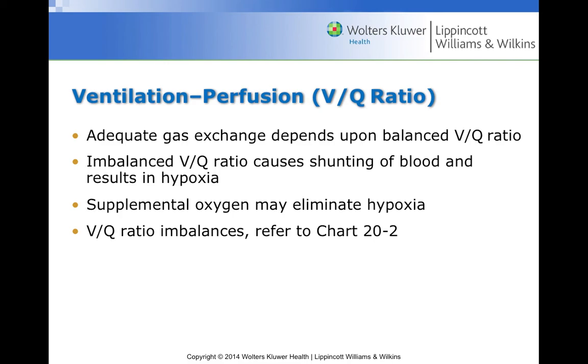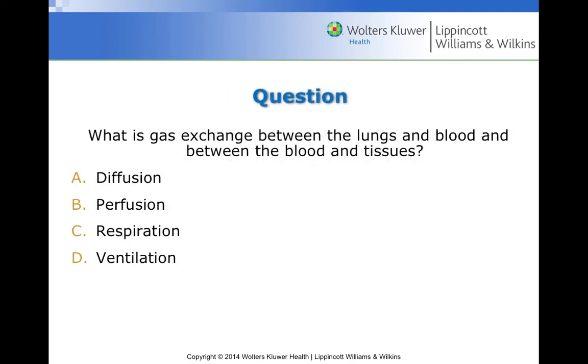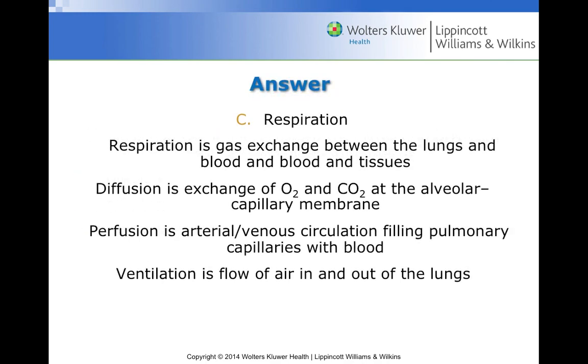Of course, if it is imbalanced, it causes shunting of the blood, which can then result in hypoxia. So you can see how one thing can lead to the other. Of course, that is why we need that supplemental oxygen at the bedside, so that we can prevent or eliminate hypoxia from occurring. And here is the answer with the rationale.